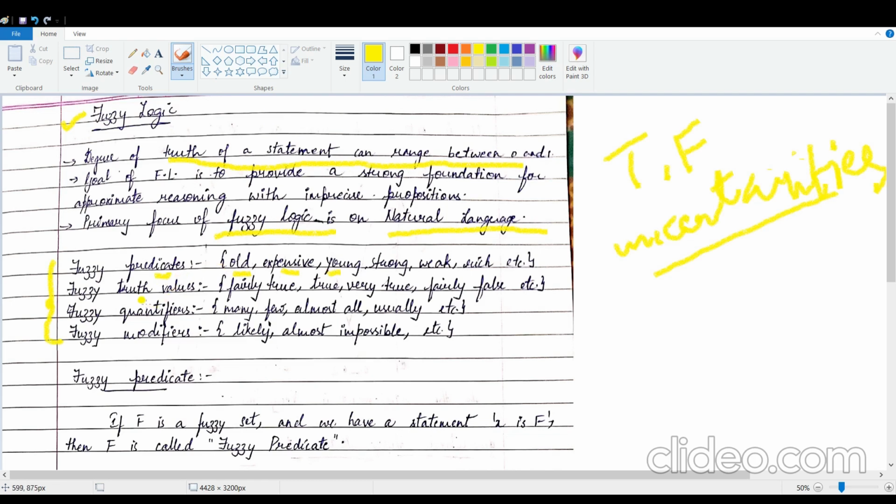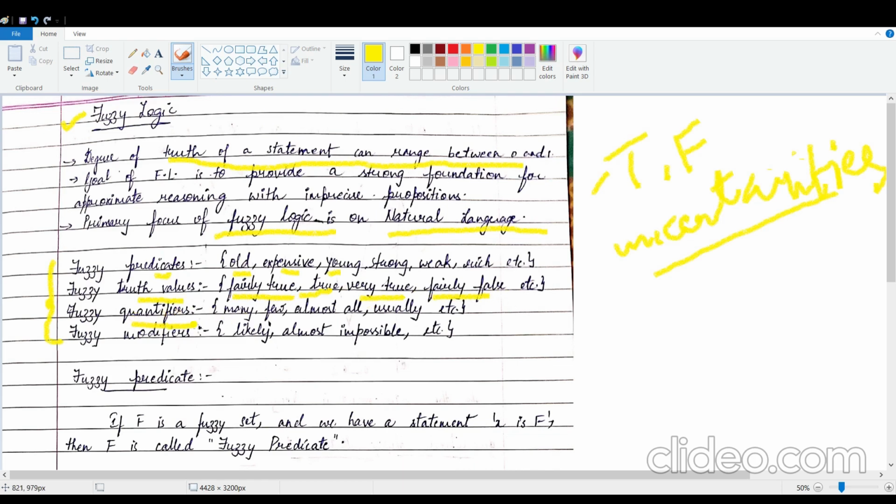Now truth values in the case of propositional or predicate logic were just T or F. But as I already told you, we have infinite possibilities here. If you were to put them into English words, you will get fairly true, true, very true, fairly false, and then you can have infinite such English words.